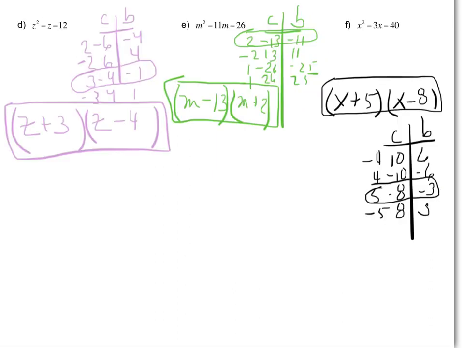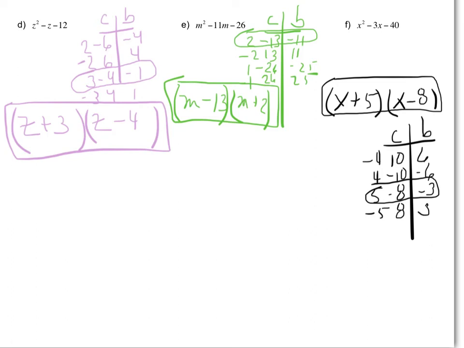So here you have the answers. Let's talk about a couple of these quickly. Again, the negative 12 for my c value tells me that one is positive and one is negative. Then I want to start looking at 2, negative 6, negative 2, 6, 3, negative 4, negative 3, positive 4, and then I add them across. When I add them across, I'm looking for the negative 1 for my b value. So this is the pair I'm going to use, z plus 3, z minus 4.